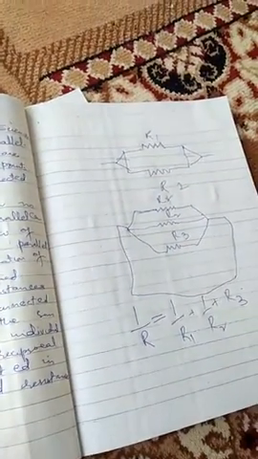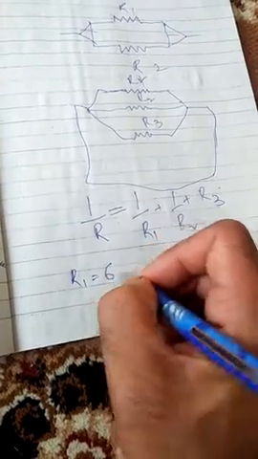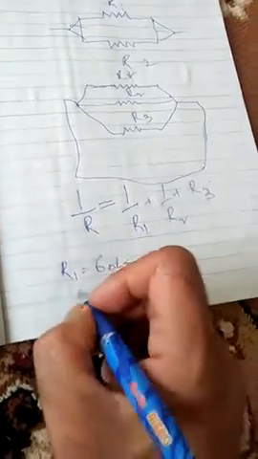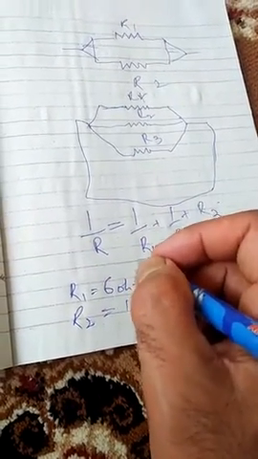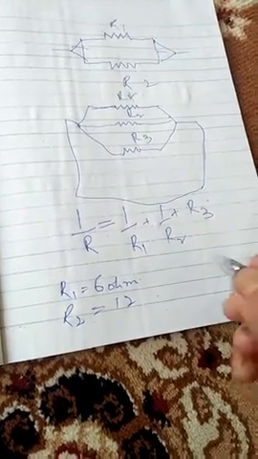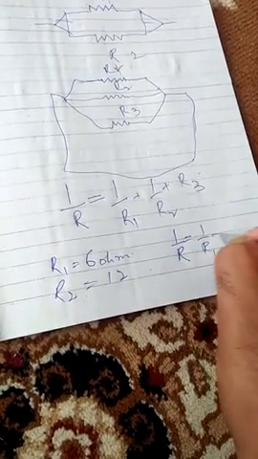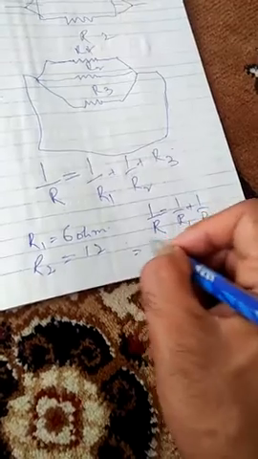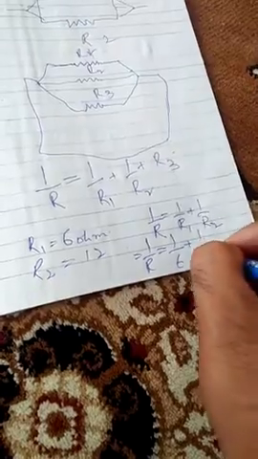For example, if we have two resistances, one resistance R1 of 6 ohm and the other resistance R2 of 12 ohm, connected in parallel. If we want to find out their combined resistance, it is determined by this formula: 1 by R is equal to 1 by 6 plus 1 by 12.